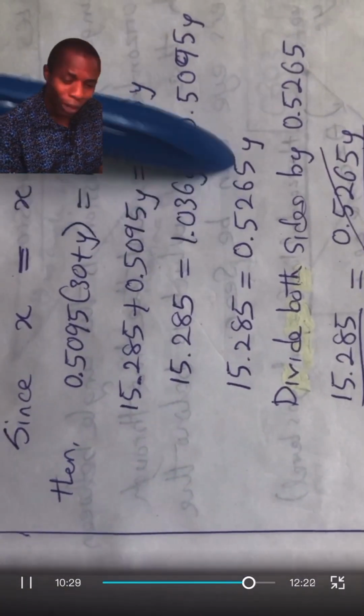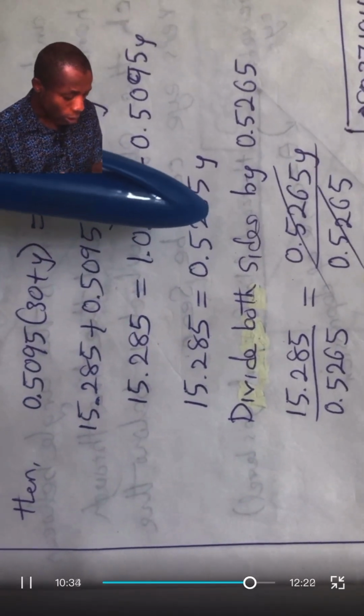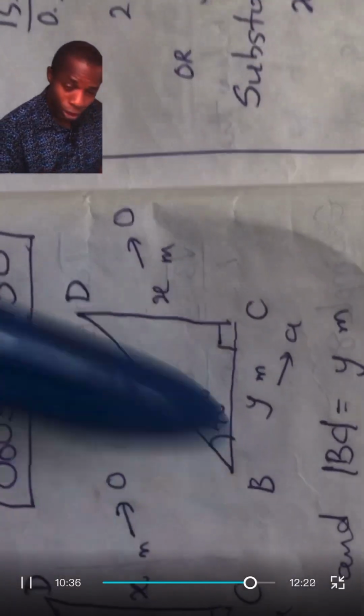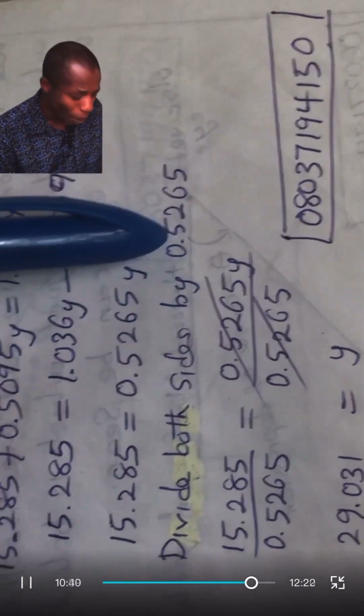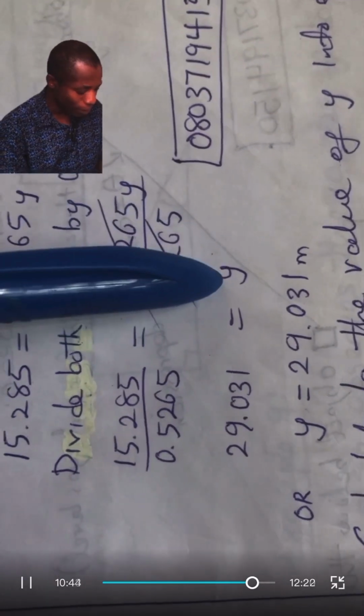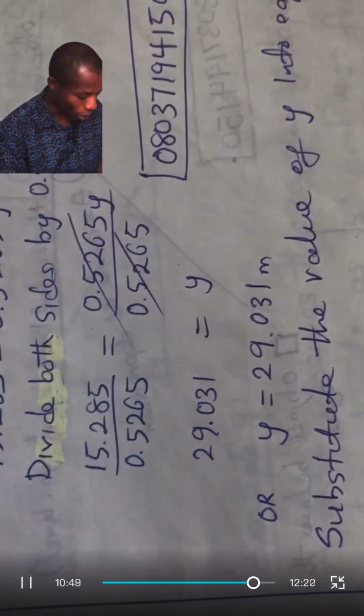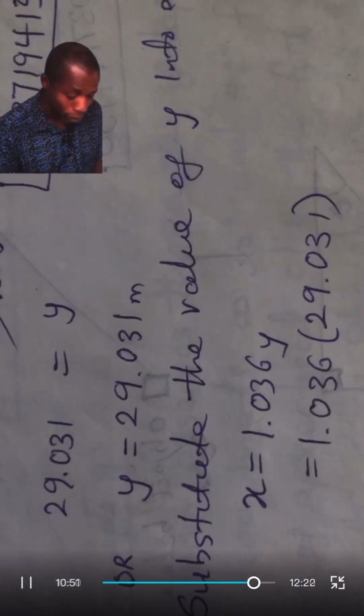So now to find the value of y alone, because what you have in the diagram here is y alone, not 0.5265y, you have to divide both sides by what is attached to the y here. So when you do that, y will be left alone. When this is divided by what you have here, you have 29.031. That is the value of y, of course, in meters.